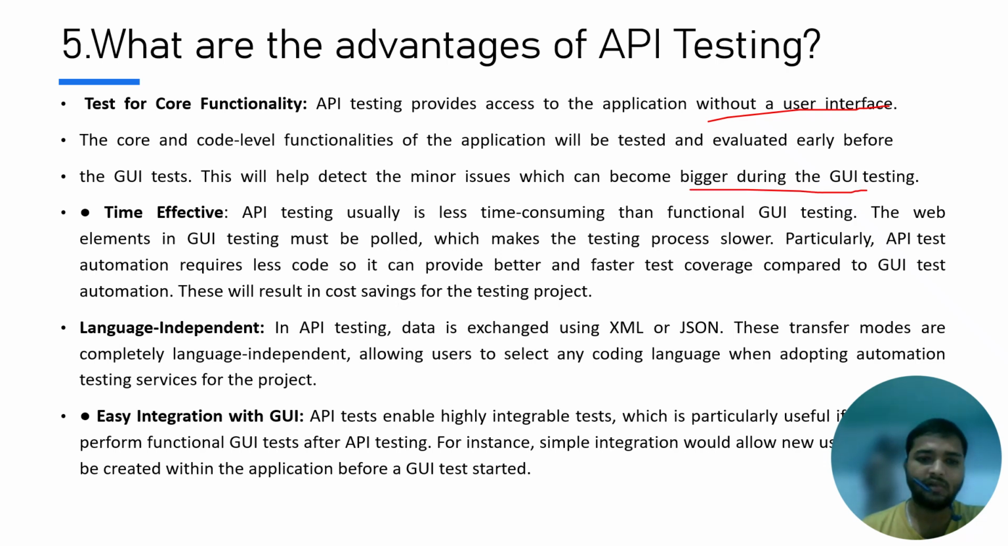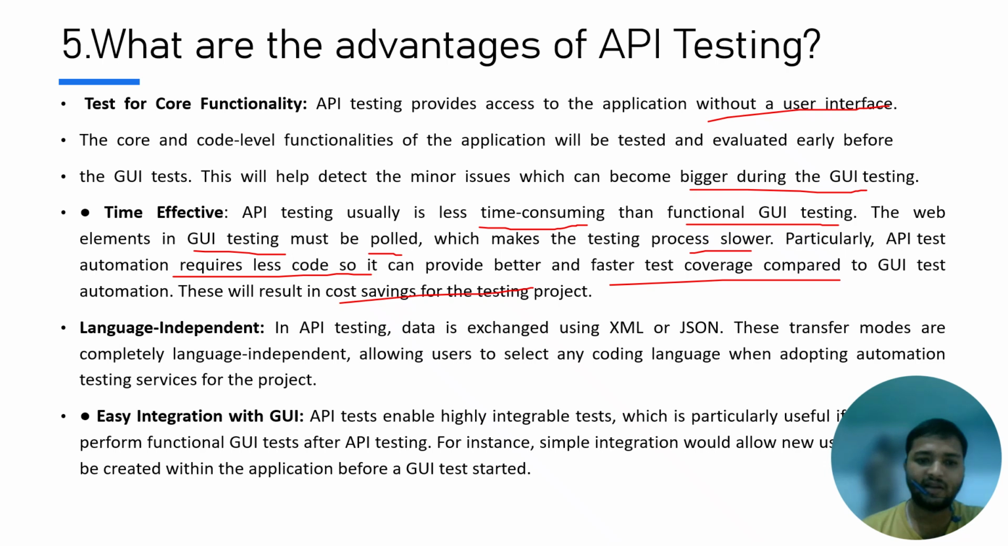Effective API testing is usually less time consuming than functional GUI testing. The elements in GUI testing must be pulled, which makes the testing process slower. Particularly, API test automation requires less code, so it can provide better and faster coverage compared to GUI test automation. This will result in cost savings for the testing project.